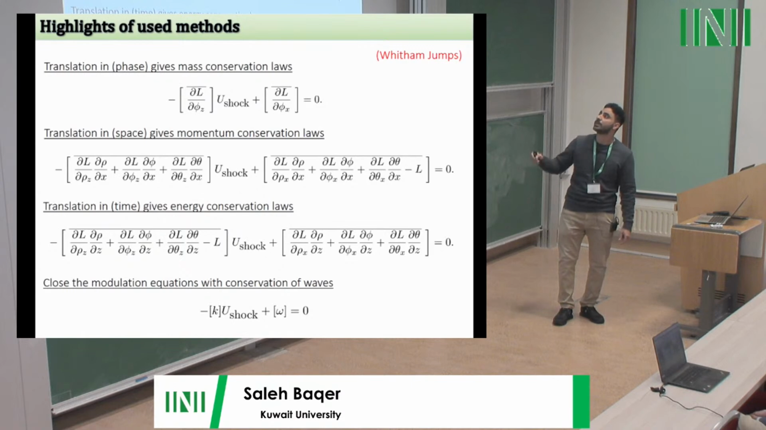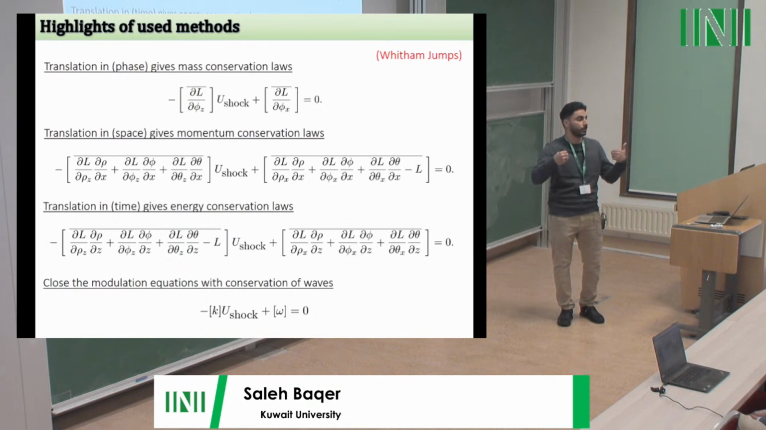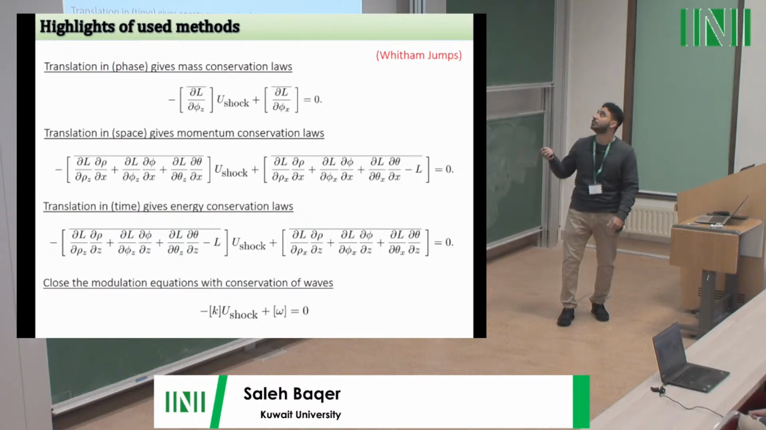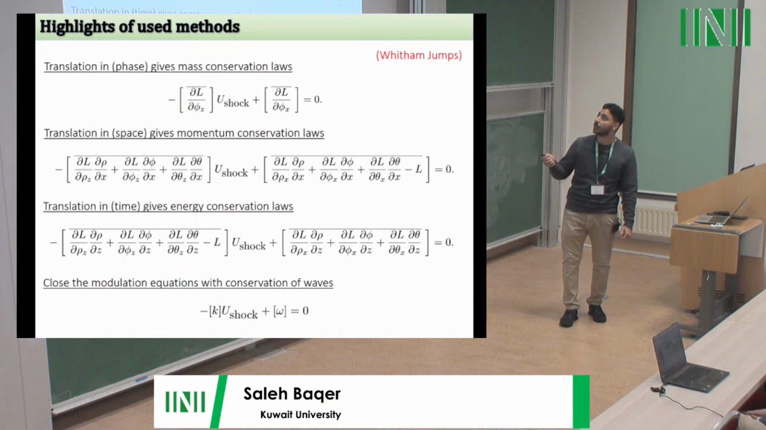And then what you do is take these modulation equations and set them as jump conditions. So you can think of this as the dispersive analog of Rankine-Hugoniot jump conditions for classical shock waves that we call Whitham jumps. And this determines the structure of the traveling dispersive shockwave.